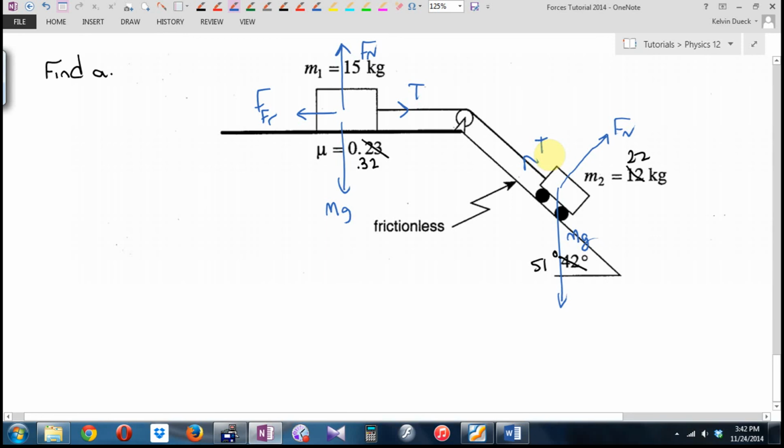But I can't solve yet. If I'm going to solve this, I would break this up into M2G perpendicular. Boy, let me try that again. I don't like having stuff inside the triangle. That just confuses me. M2G perpendicular and M2G parallel.